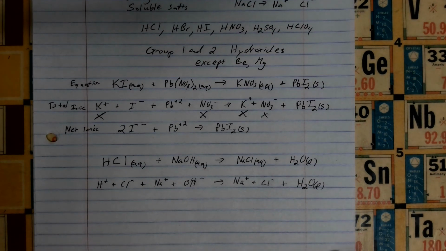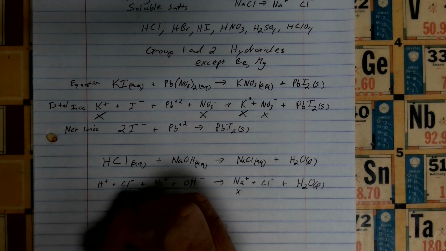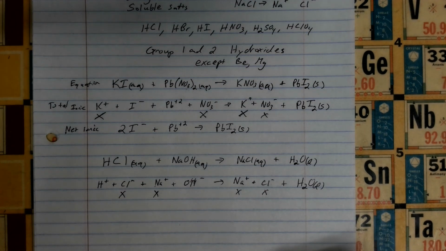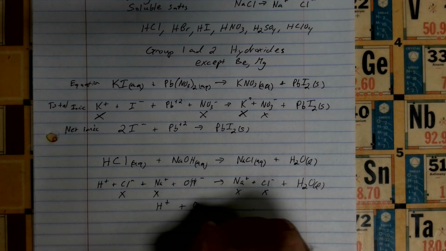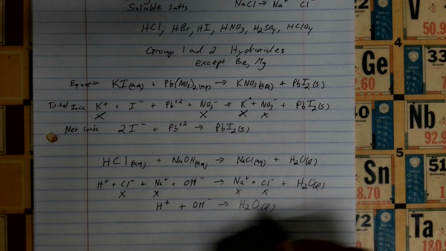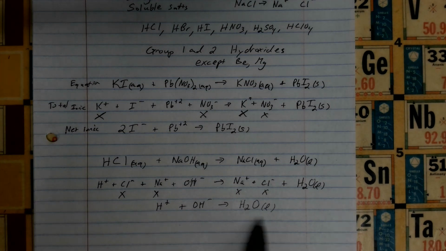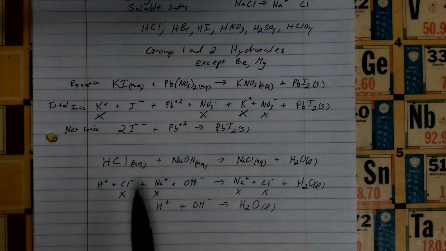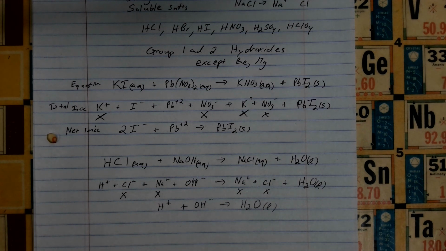And what can I get rid of? I can get rid of the Na's. I can also get rid of the Cl's. And then I'm left with H plus, OH minus, yields H2O. So this would be my net ionic equation. And for any strong acid, strong base reaction, this will pretty much always be your net ionic equation. You're forming water. Okay.